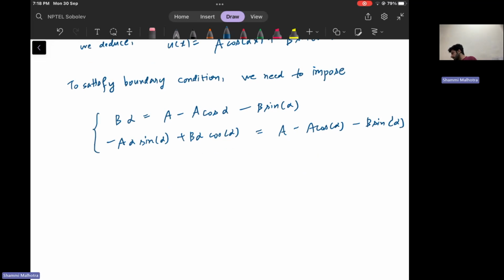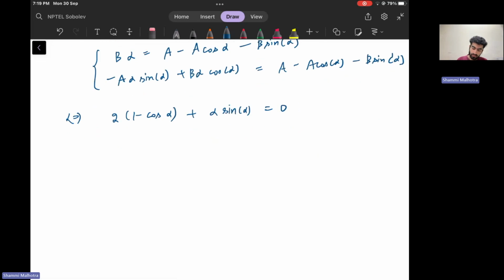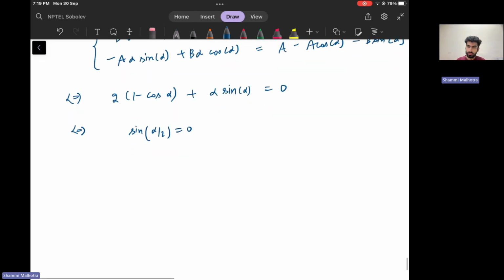So this system has a solution if and only if we have alpha times (1 minus cos alpha) plus alpha sine alpha equal to 0. So we just consider the coefficients of the A and B terms and then make the matrix. We end up with this expression that has to be 0. And this is 0 if and only if we have sine of alpha by 2 equal to 0.